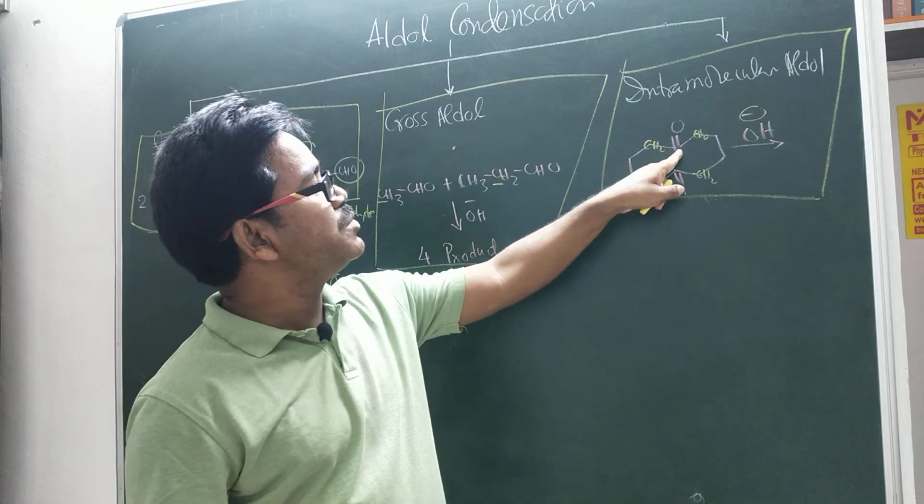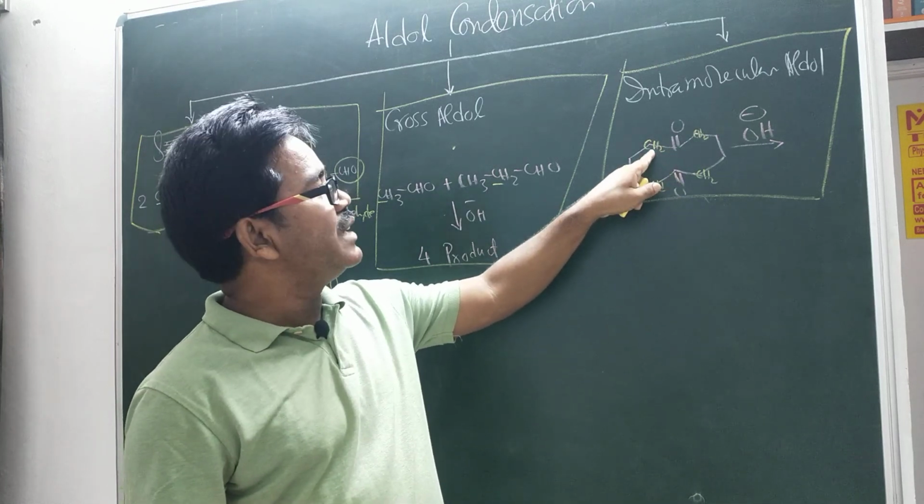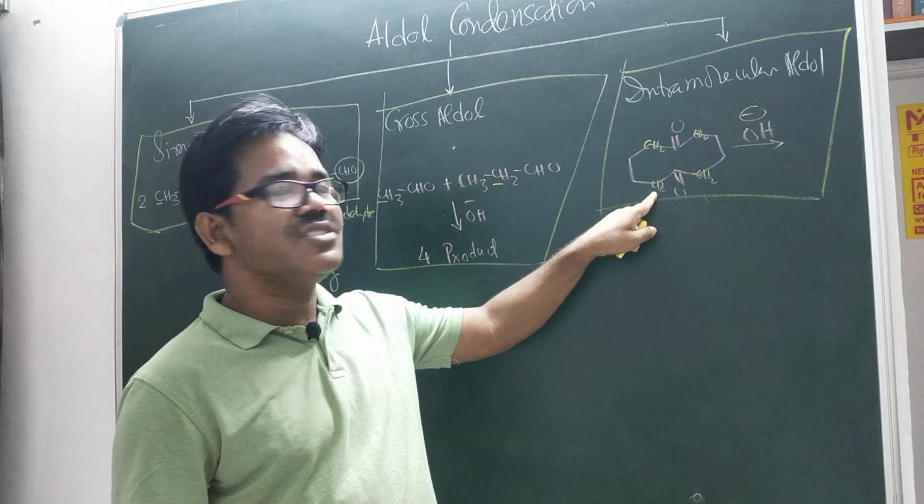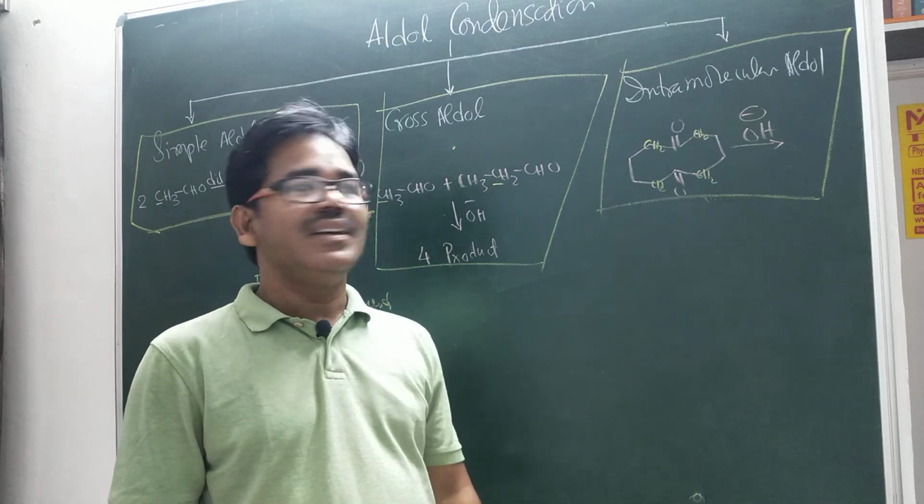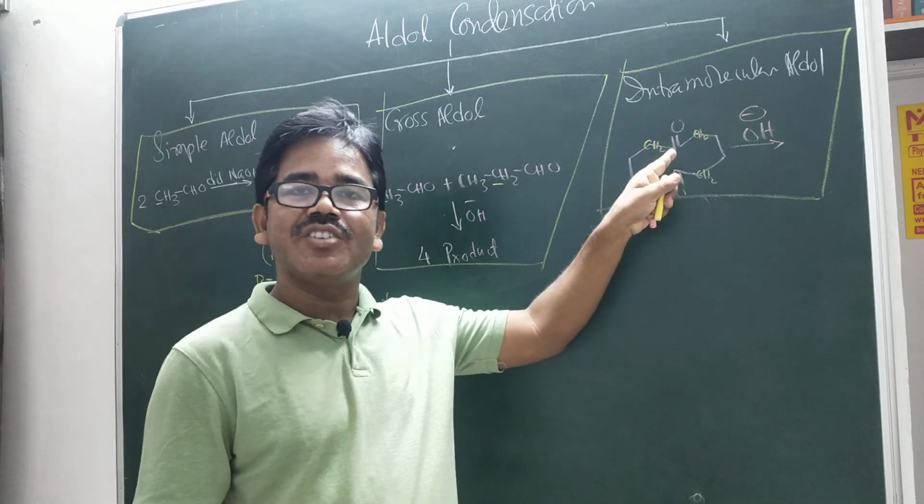This is a carbonyl group, this is a carbonyl group. This is alpha hydrogen, this is alpha hydrogen. All four alpha hydrogens are identical. These questions were once asked in IIT Advanced.